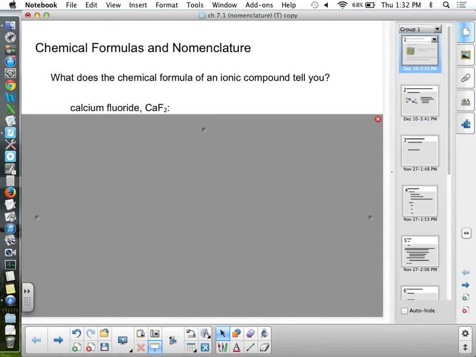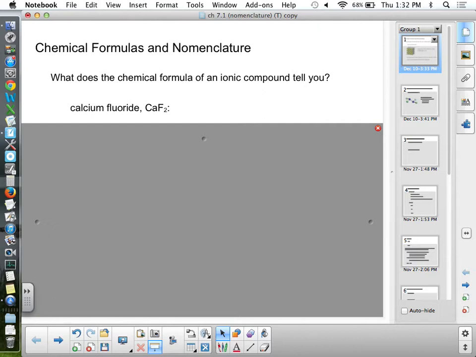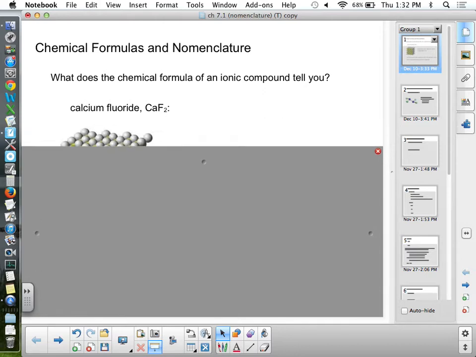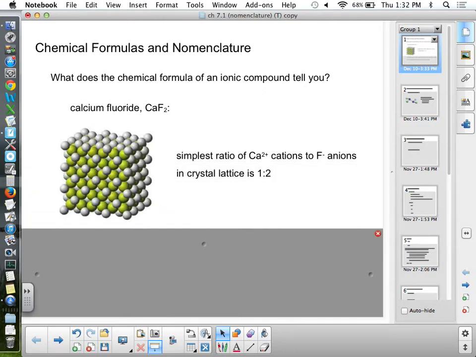Let's take an example. The ionic compound calcium fluoride has the formula CaF2. Now, does that tell us that calcium fluoride exists as molecules that are made up of one atom of calcium and two atoms of fluorine? No, you know that ionic compounds do not exist as molecules. Instead, the correct term for the structure of an ionic compound is a crystal lattice. And here's a picture that describes the crystal lattice of calcium fluoride.